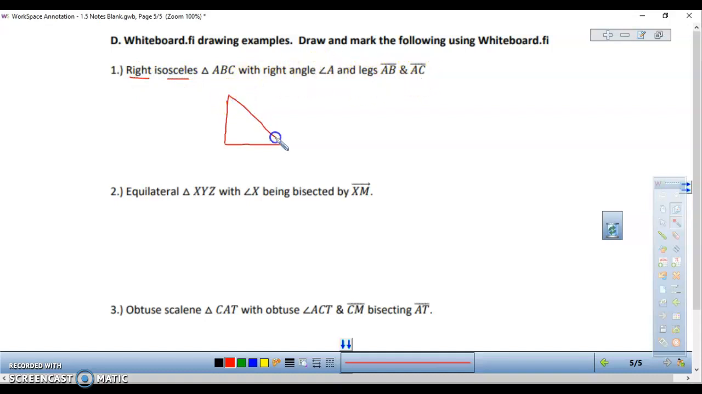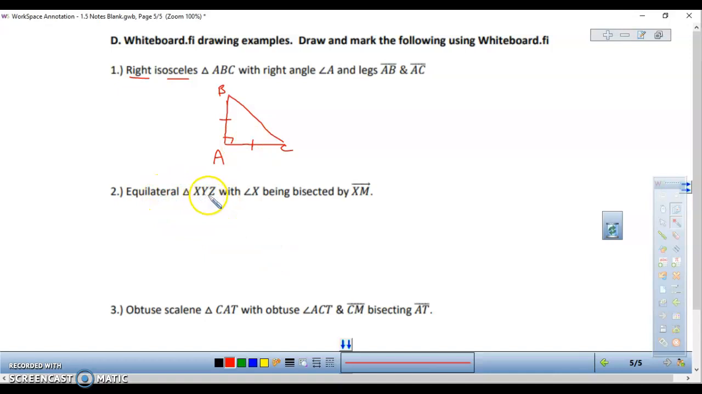So let's start like this. I got my right angle A. And we'll put a B here and a C here. And I want the legs, or the congruent sides, to be AB and AC. And right angle A. I think I've satisfied that. I got a right isosceles triangle with right angle A and legs AB and AC.